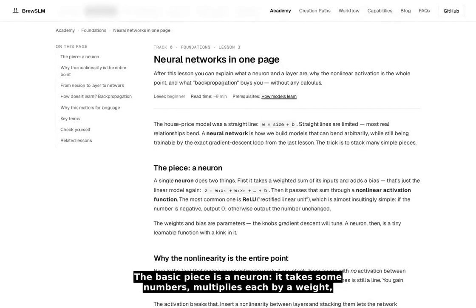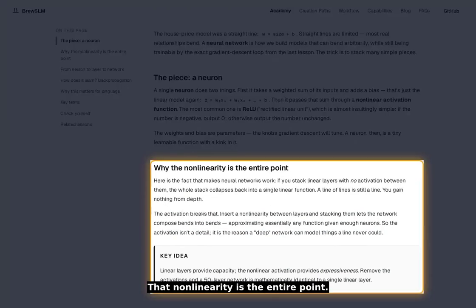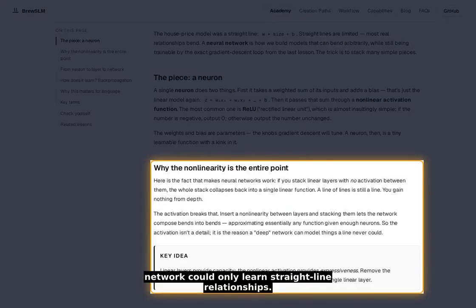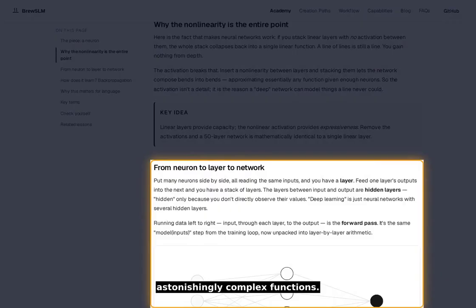A neural network. The basic piece is a neuron. It takes some numbers, multiplies each by a weight, adds them up, and passes the result through a nonlinearity. That nonlinearity is the entire point. Without it, stacking layers would collapse back into a single straight line, and the network could only learn straight-line relationships. Stack neurons into layers and layers into a network, and you can approximate astonishingly complex functions.